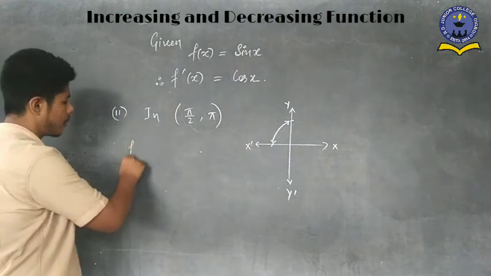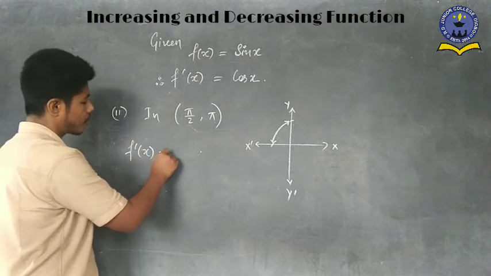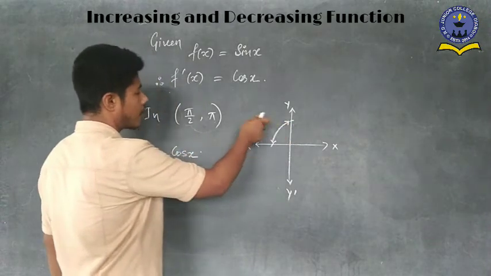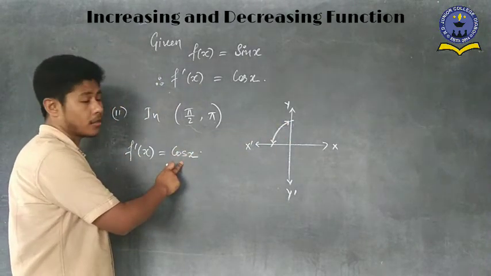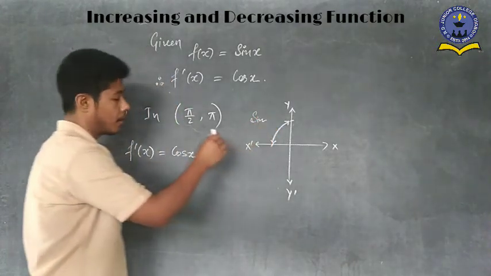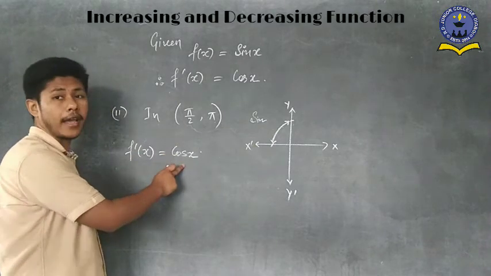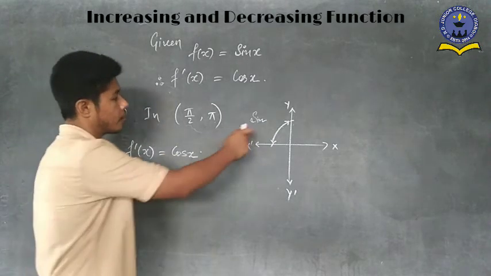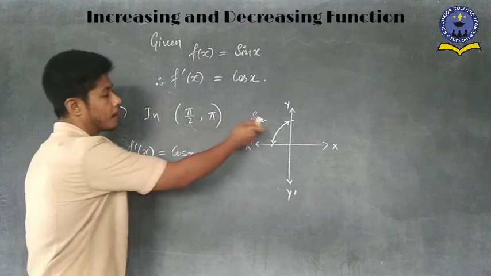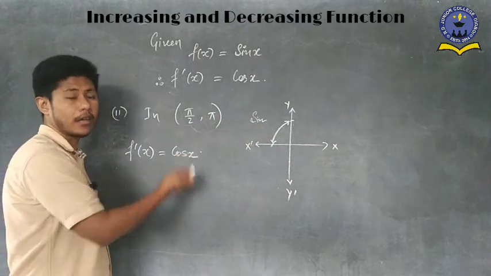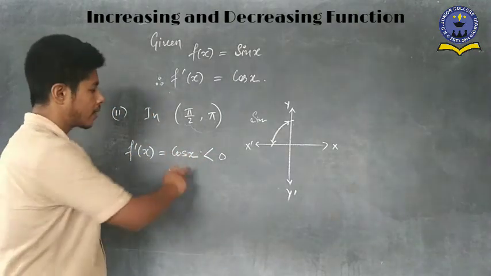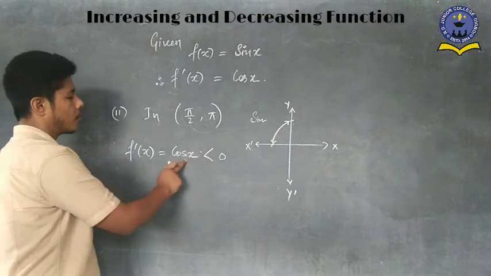So in this case, if you see here the f dash of x, the f dash of x value is cos x, isn't it? So in the second quadrant, what is the sign of cos? If we consider cos x on the second quadrant from pi by 2 to pi, any value we put here, the cos x value is negative. So that's why we write it is less than 0. Is it clear? In the second quadrant cos is negative, so the f dash of x value is negative.